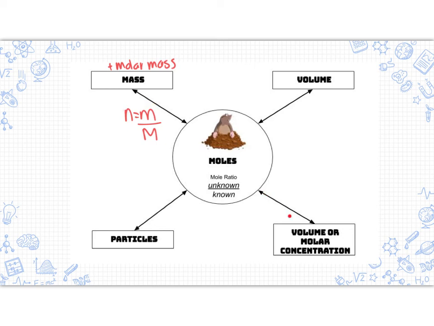If we're looking for a volume or a molar concentration, this comes next. We're looking at solution stoichiometry. If I have moles and I'm looking for a volume or a concentration, I'm going to use c equals n over v, rearranging for whatever I'm looking for in this equation. Something in solution has a unit of aqueous.